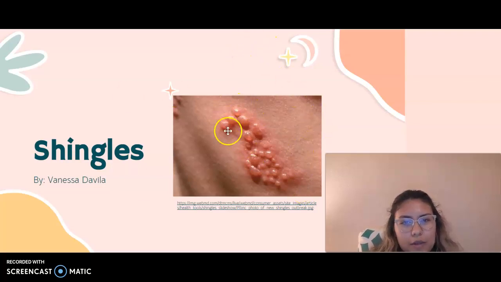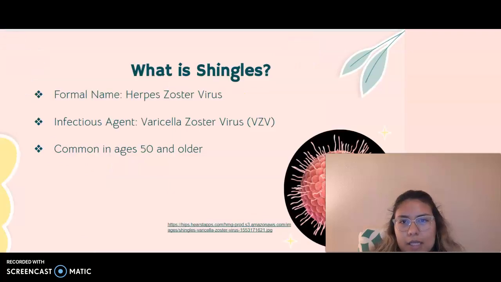Right here are those shingles blisters. And let's talk about what shingles is. So shingles is the common name, but the formal name is herpes zoster virus. And herpes zoster virus is actually caused by varicella zoster virus. And you may ask, what's the correlation between those two?